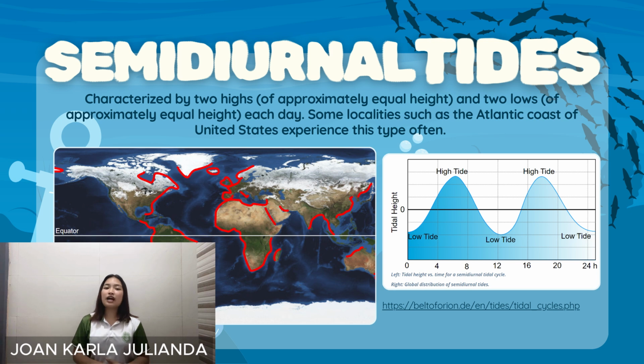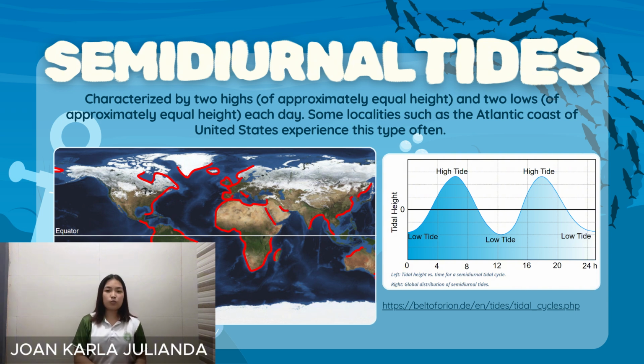It is characterized by 2 highs of approximately equal height and 2 lows of approximately equal height as well each day. The interval between the high tides and low tides is around 12 hours and 25 minutes. Semi-diurnal tides are mostly widespread in the Indian Ocean. The other prevalent coast where semi-diurnal tides are experienced are in the Atlantic coast of the United States and the East African coast.